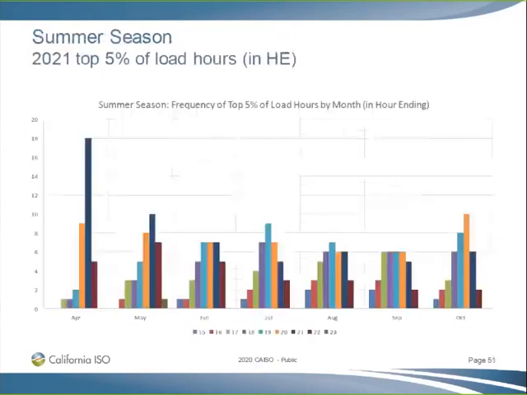Next slide, please. Here's a summary of the 2021 only top 5% of load hours. The y-axis here is the frequency at which we saw the top 5% of load hours, color-coded by hour across all of the months. You can see that by putting the AAH hours at 17 to 21, we capture a large portion of the highest frequency of the top 5% of load hours across all of the months.